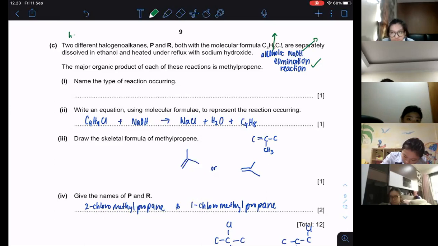Here, name the type of reaction happening. This is going to be elimination. What are we going to eliminate? Basically, we are going to eliminate the hydrogen and the halogen. So you take out the HCl.